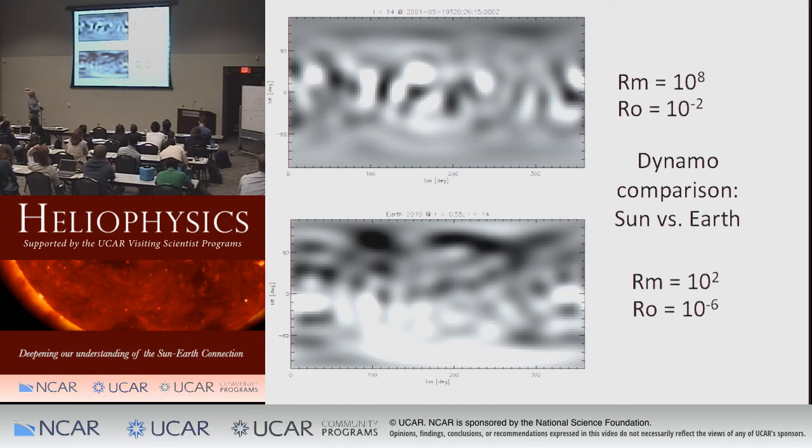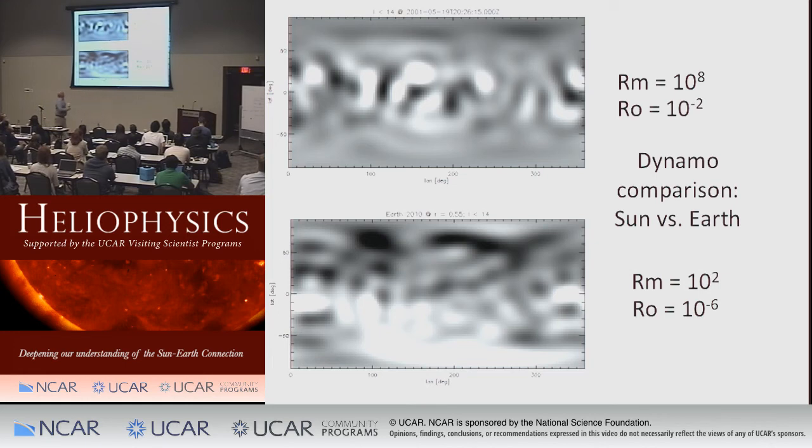I could do the same for the Earth's magnetic field. This is at the core mantle boundary. You guys can all probably see there's a difference, but it's not that big a difference. Right? We've got dynamos. They generate magnetic fields.